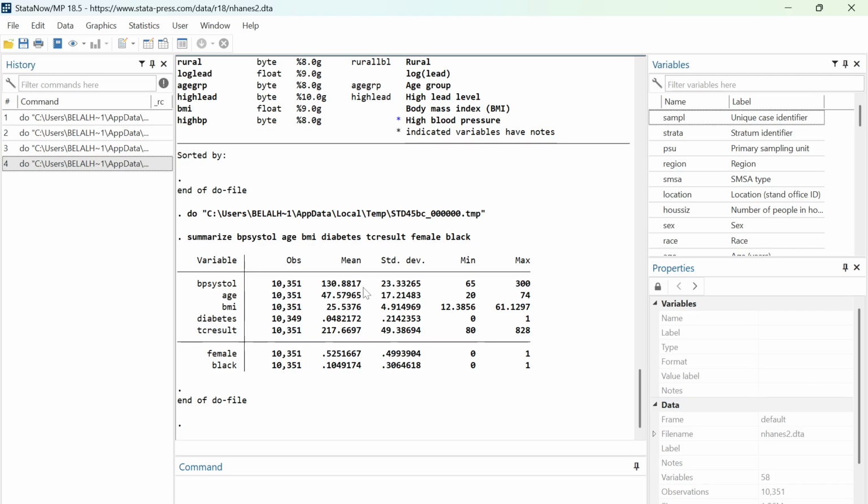That means the majority of the values of BPC's total, this variable, lie in the range between 108 and 154. Okay, so that's the standard deviation. It measures the variability, or the spread of your values of a particular variable. And then the minimum value: at least one of the respondents has reported that they have systolic blood pressure of 65. So that is too low, and this is too high. This is the maximum value in your data set for this variable. I hope this was clear to you.